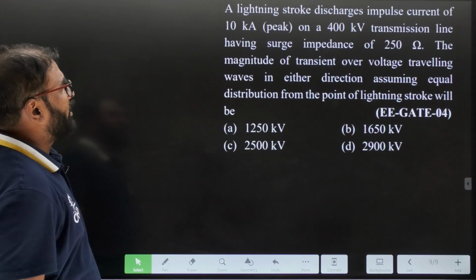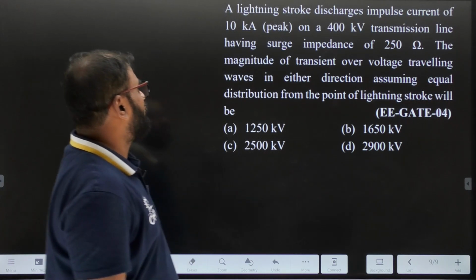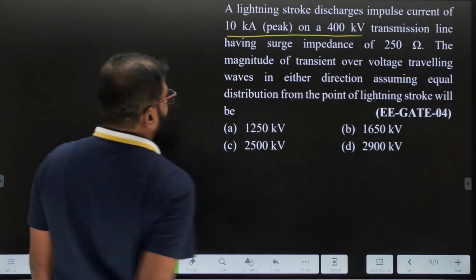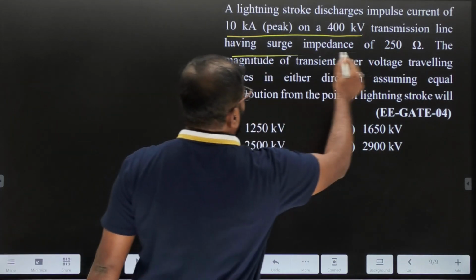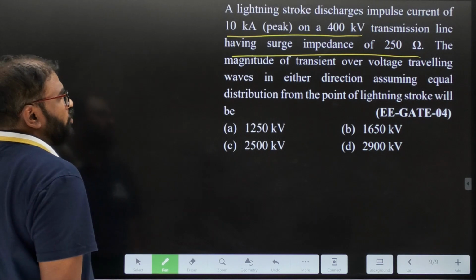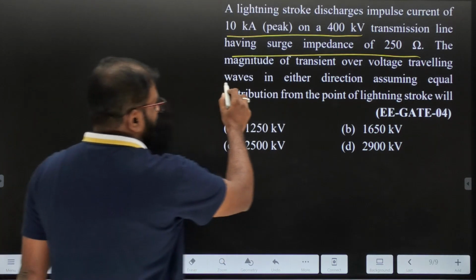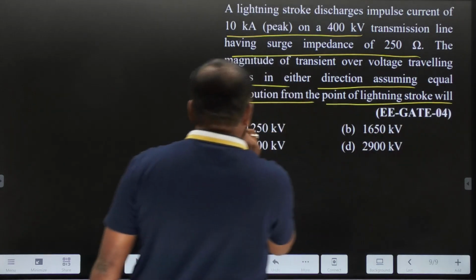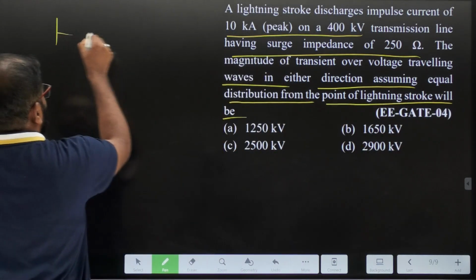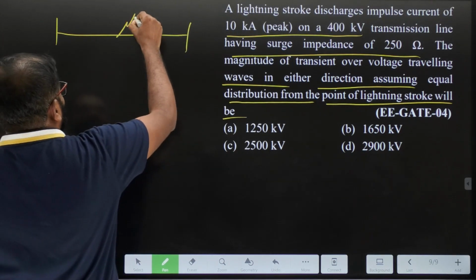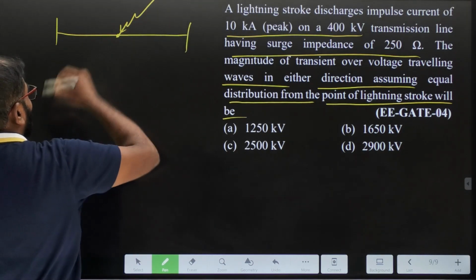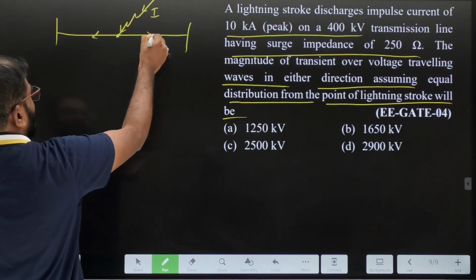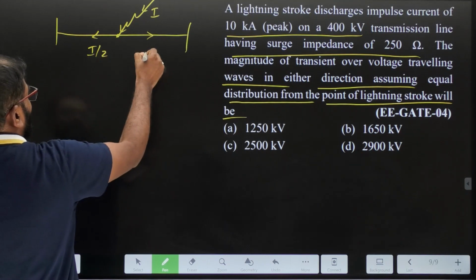See, in this question, a lightning stroke discharge impulse current of 10 kiloampere, that is what? Peak value, okay, on a 400 kV transmission line having a surge impedance of 250 ohms. The magnitude of transient over voltage traveling wave either direction, assuming equal distribution from the point of lightning stroke, will be. Indirectly, in this question, it's clearly mentioned that the lightning stroke strikes exactly at the middle of the line. What is the peak value of lightning discharge current? I. Then how much will be the current divided in both sides? I by 2 and I by 2.